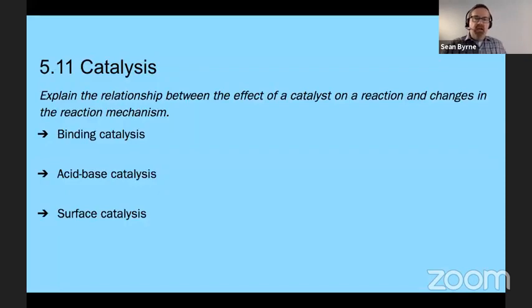Now, in my research and in preparing for you guys today, I put our types of catalysts into 3 different groups: binding catalysis, acid-base catalysis, and surface catalysis. I think the first one is probably the one you're most familiar with in terms of your studies in biology class, and that's really specific to enzymes.